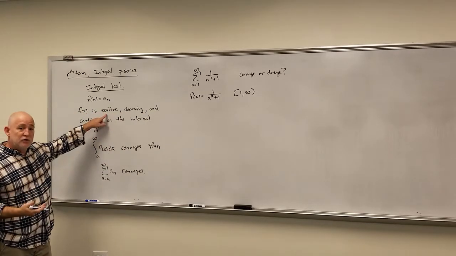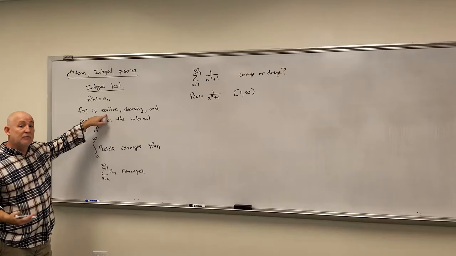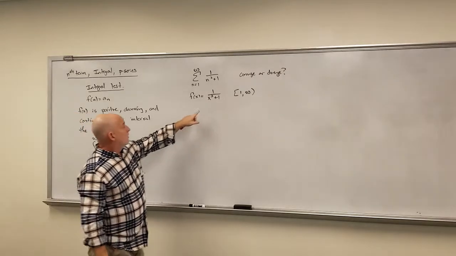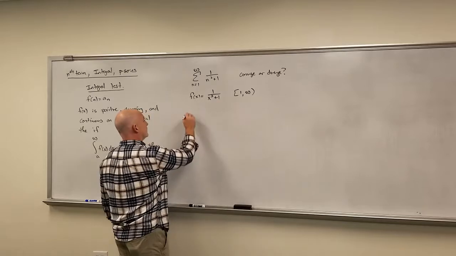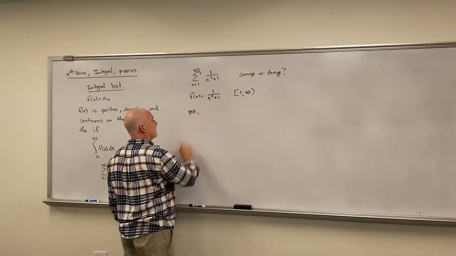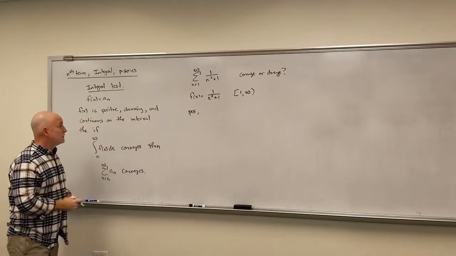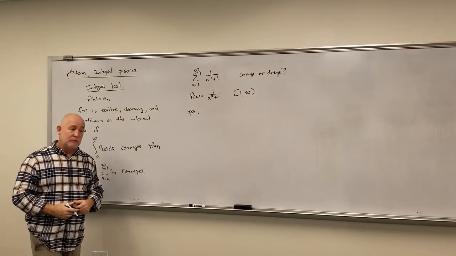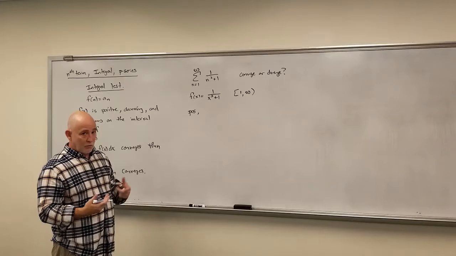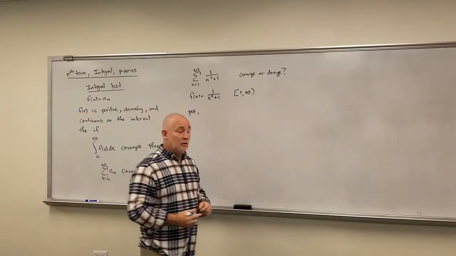Now positive is generally something that you can just state by looking at the function. The top's always positive, something squared plus 1 is always positive, so this is positive. But you do need to state that. You need to say that, okay, this thing's positive. Now decreasing, how do you tell that something's decreasing?